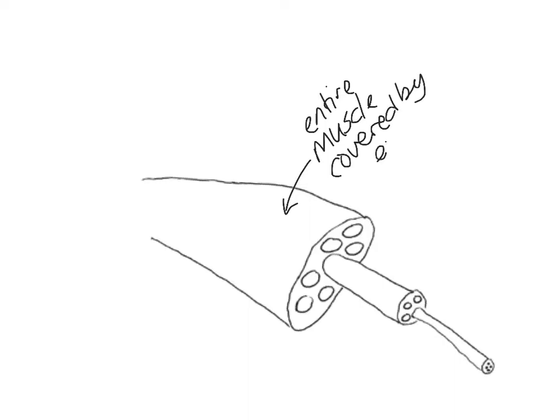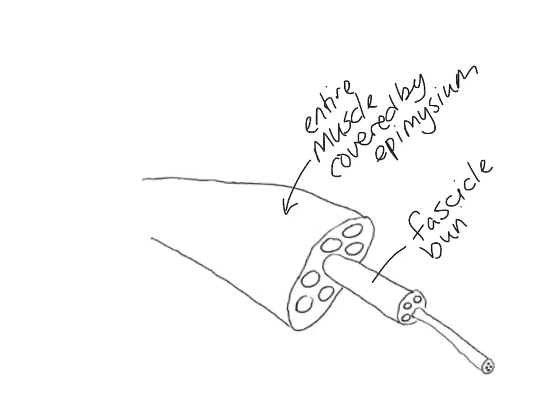So this is the picture that I drew you, right? So you would want to be able to label everything on there. This is the entire muscle. It's covered by epimysium. This is the fascicle, which is a bundle of muscle fibers.